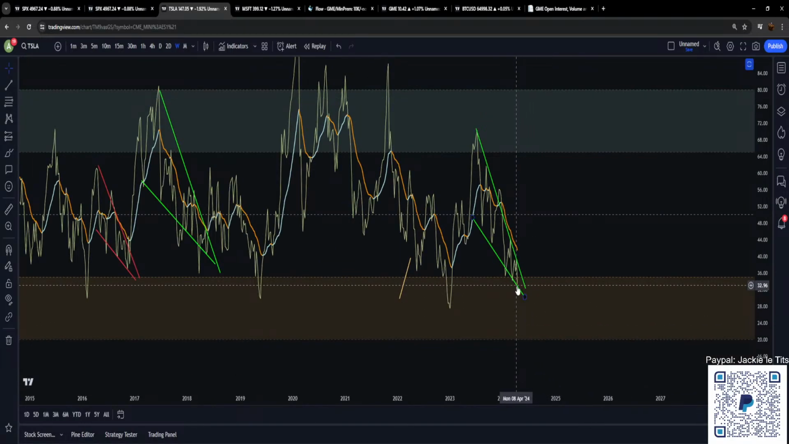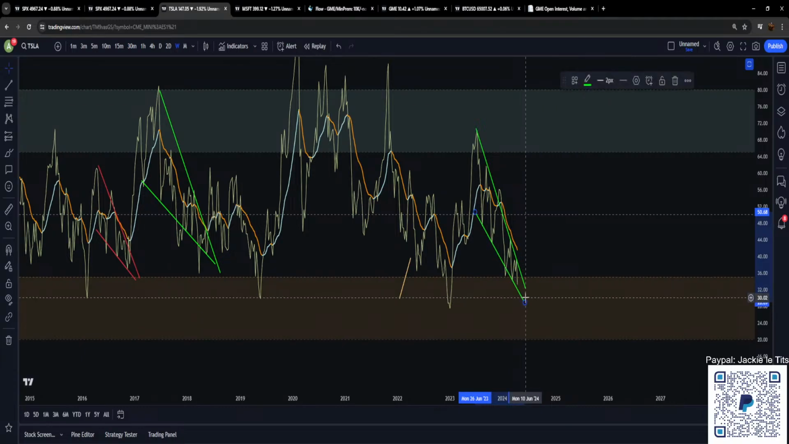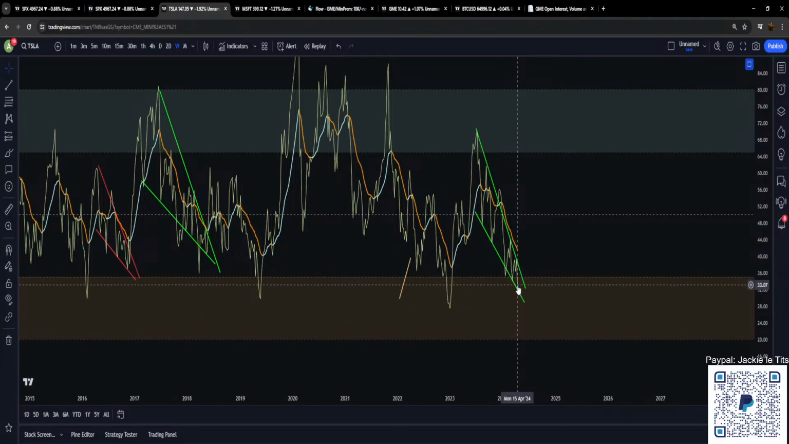It cannot go much lower. Beyond the fact that it cannot go much lower, we do not want to see the weekly RSI spend time in this bearish control zone. We don't want to see that.